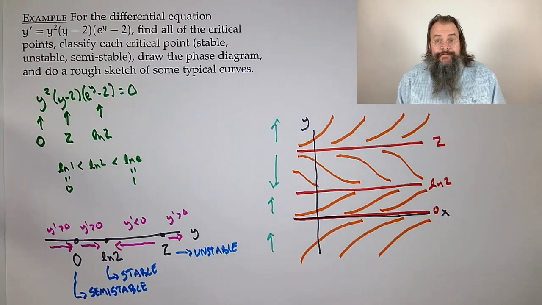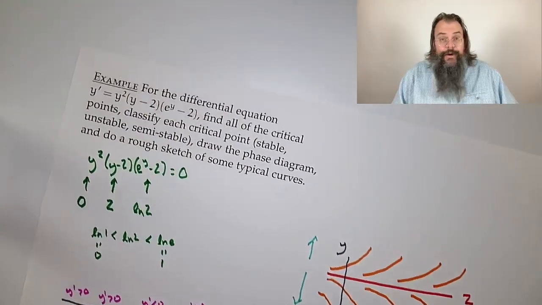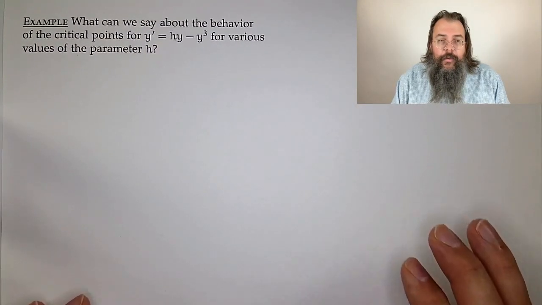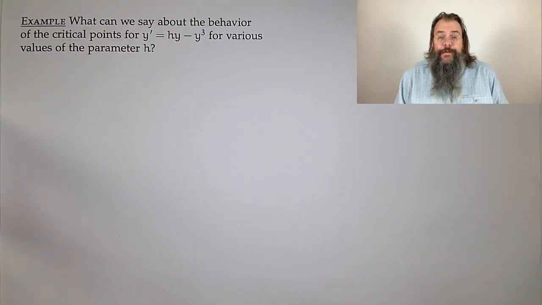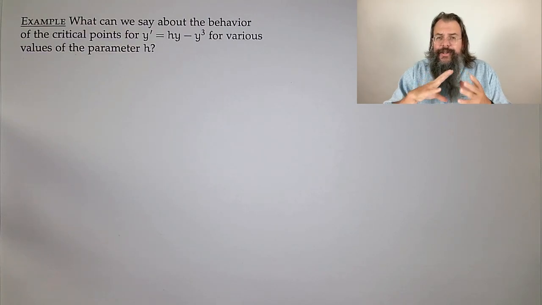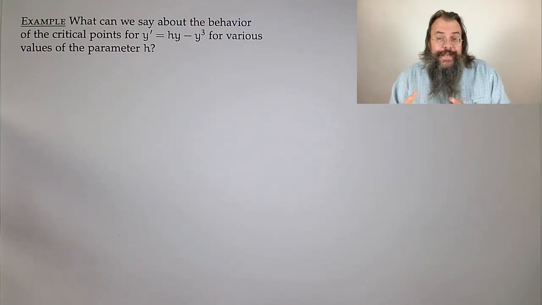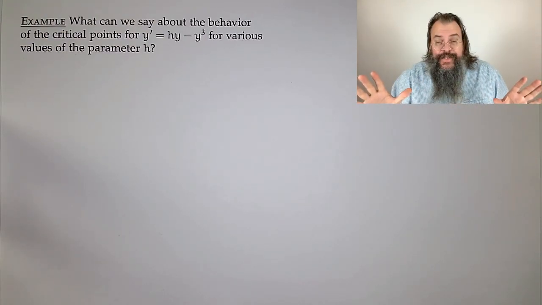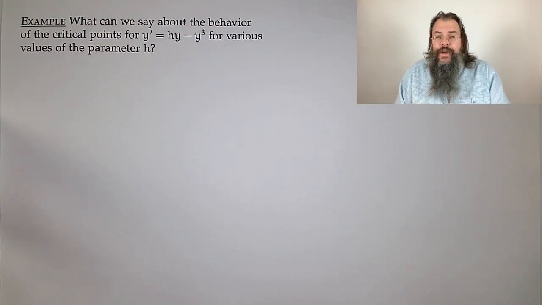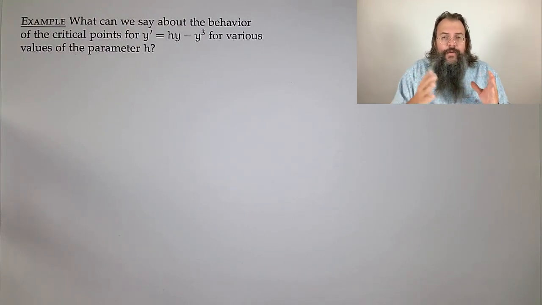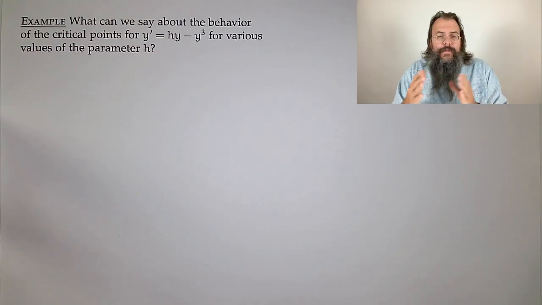All right. Well, let's do one more problem, and one more important idea. So here we go. What can we say about the behavior of the critical points for y prime equals hy minus y cubed for various values of the parameter h? Now, this is going to be a very interesting idea because we don't have one differential equation. We actually have a family of differential equations. So as you change h, you're getting different differential equations. And so we're saying, okay, what happens for our different differential equations? What can we say about our critical points?